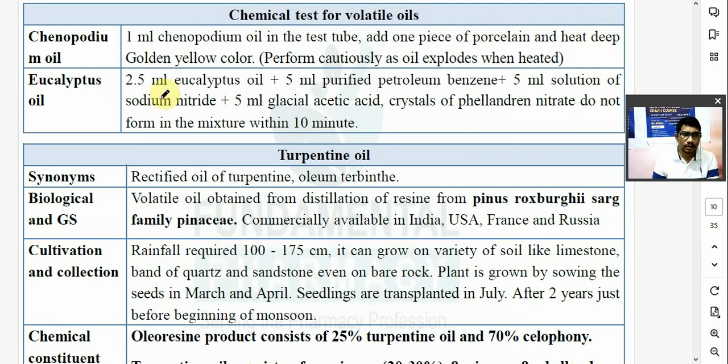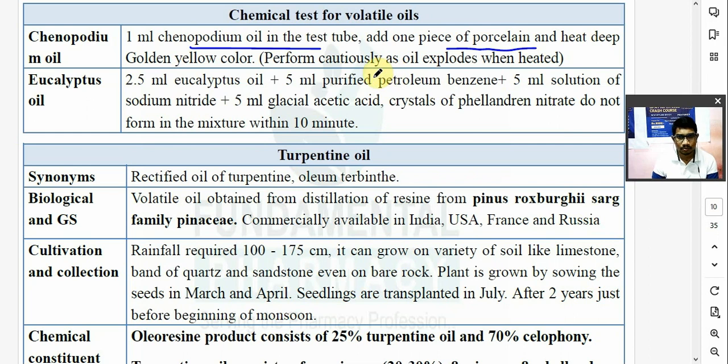Now, chemical test for volatile oil. We have already seen this, but see, for chenopodium oil, you have to take 1 ml of chenopodium oil in a test tube. Add a few pieces of porcelain because you are going to heat that test tube. It should not be a brush.